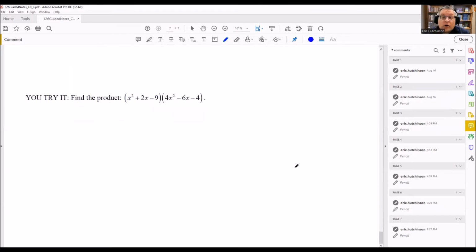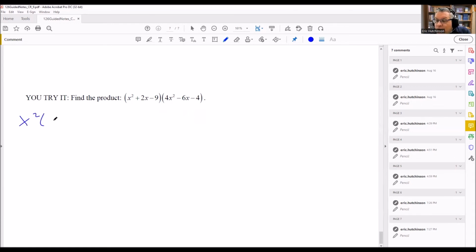The last problem that we're going to do is one of these where we've got a 3 by 3, a trinomial times a trinomial. Now these, I'm going to go ahead and write this out differently. You're going to take x squared times everything in this parenthesis, a 2x times everything, and a negative 9 times everything. So instead of using arrows, it's going to be more confusing. I'm going to write it out this way.